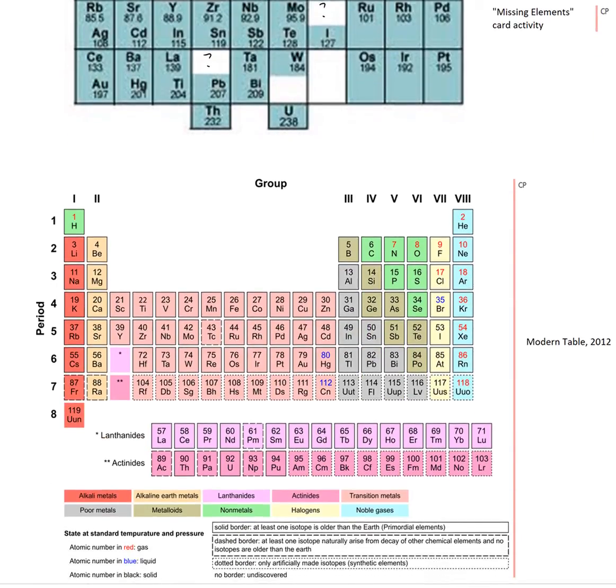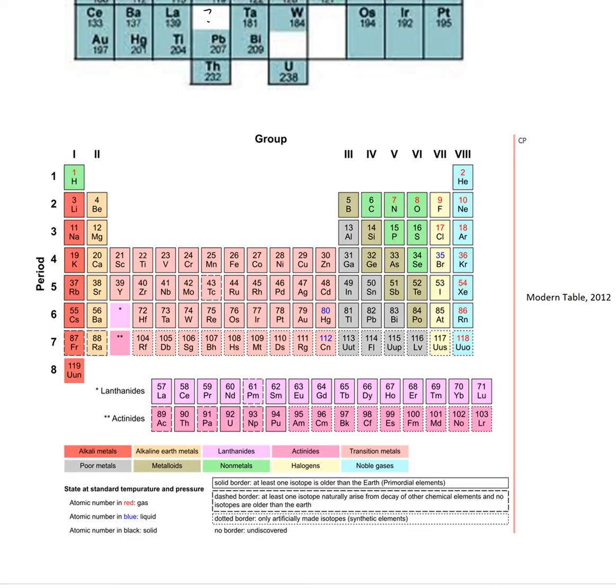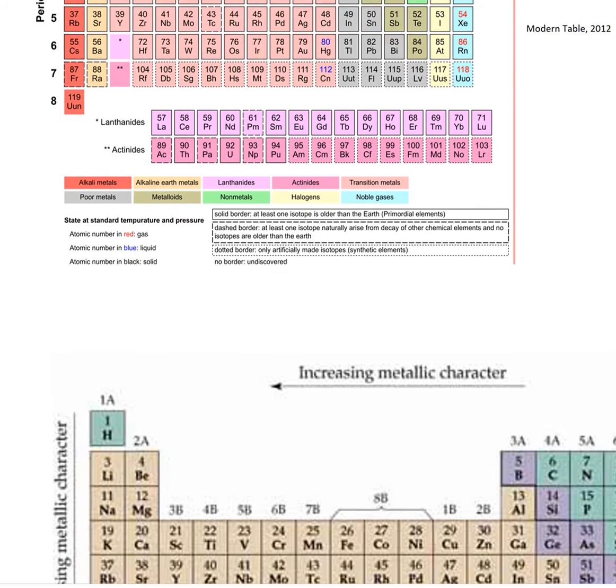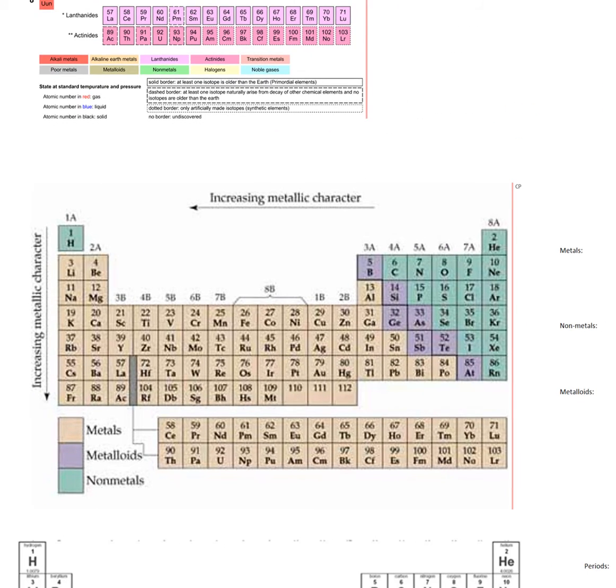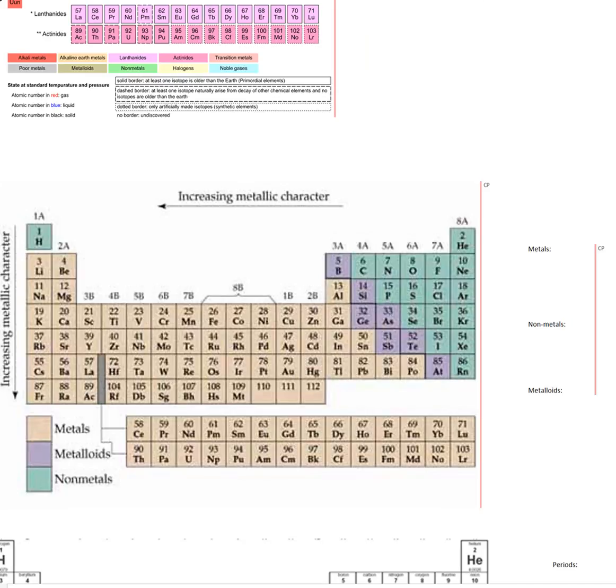Here we have our modern view of the periodic table, and it's color-coded. We'll talk about what some of those colors mean in just a moment, and we'll begin looking at some general ways we can arrange the periodic table. One really good way to organize the periodic table is in terms of the metallic character of the elements.